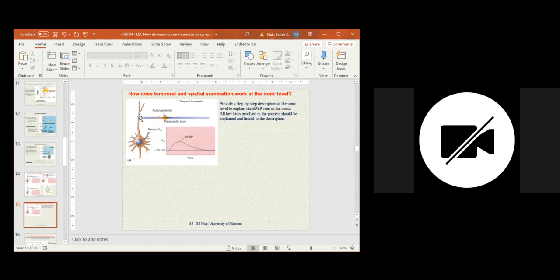Now, explain how that EPSP travels from there to the soma. I mean, this is recorded at the soma. So there will be an EPSP here too, which will be much larger. And this is the EPSP recorded at the soma. So you have to explain how these ions entering this postsynaptic cell cause this at the soma. So I'll leave it to you to think about it and explain at the ionic level.